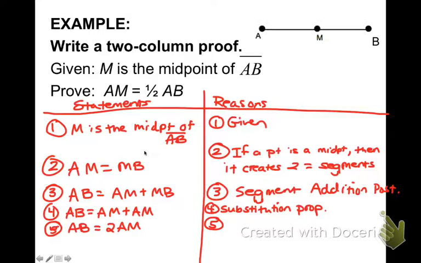Guesses? Ashley? Not a simplify. Distributive, yeah, that's the distributive property. What's our last one? How do I get 1/2 of AB is equal to AM? Division, good. There's our last step.